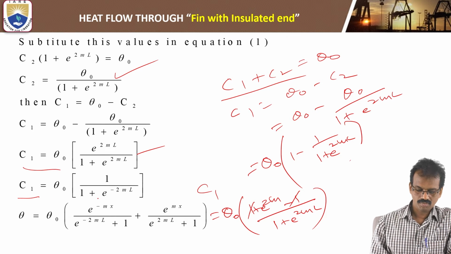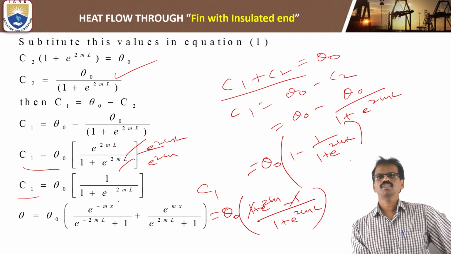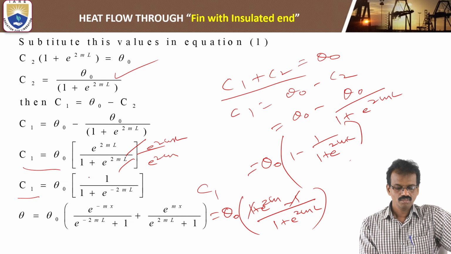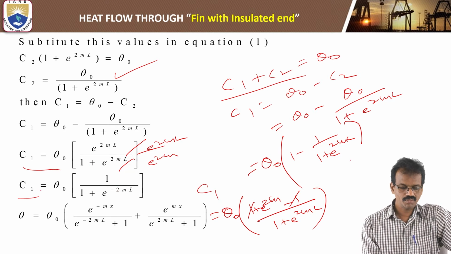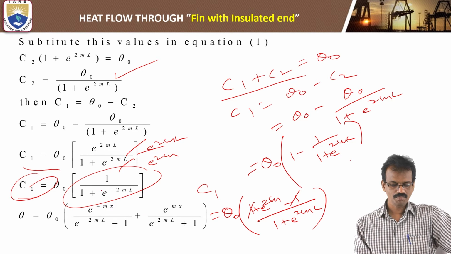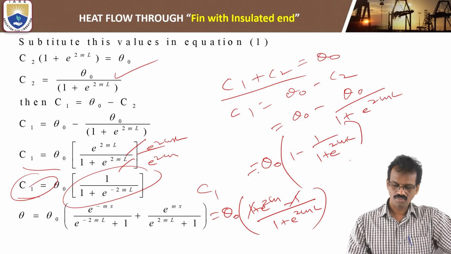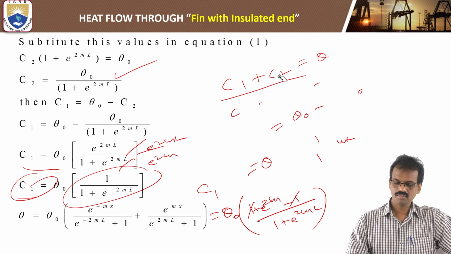You can rewrite it like this. If you divide by e to the power of 2ml here, and also divide by e to the power of 2ml there, we will get 1 by 1 plus e to the power of minus 2ml for c1. So finally this is the value. Otherwise, if you have any confusions, I am repeating this here.